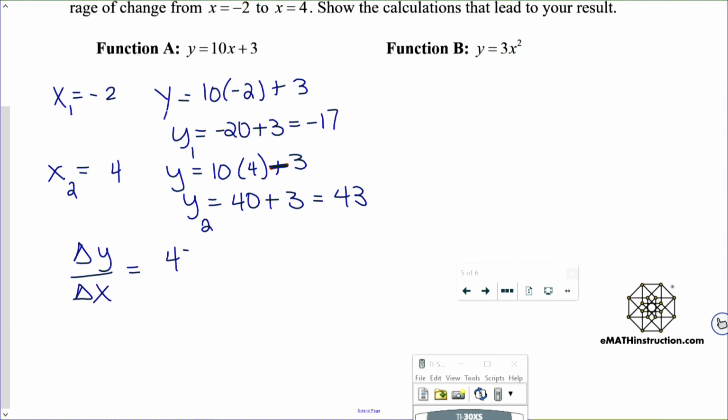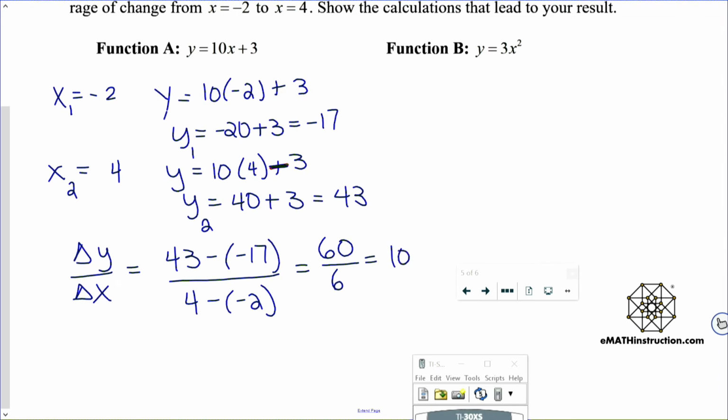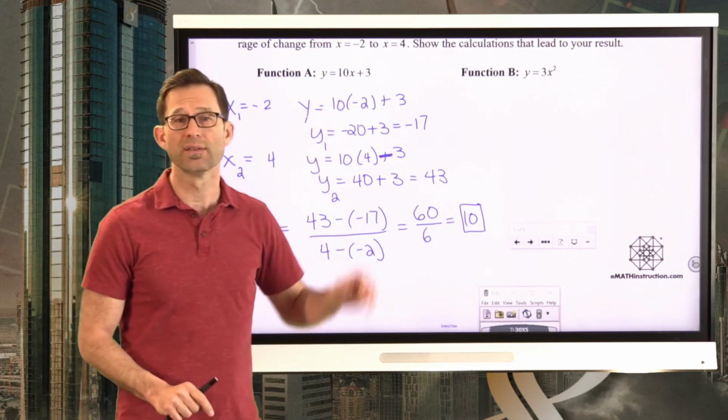So I'll do 43 minus negative 17, that's how much the y's have changed, divided by 4 minus negative 2, that's how much the x's have changed. 43 minus negative 17, you could do that on the calculator. I'm going to just go ahead and do it in my head. That's 60. And then 4 minus negative 2 is 6, and 60 divided by 6 is 10. So the average rate of change of this particular function is 10.